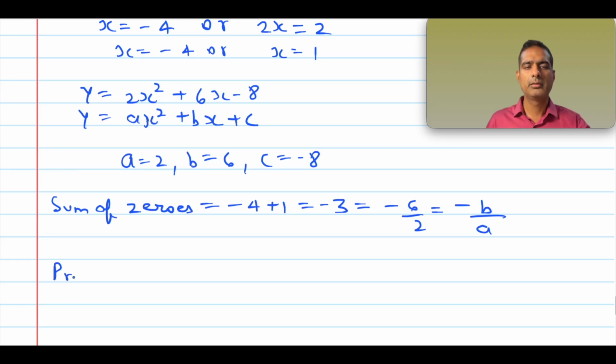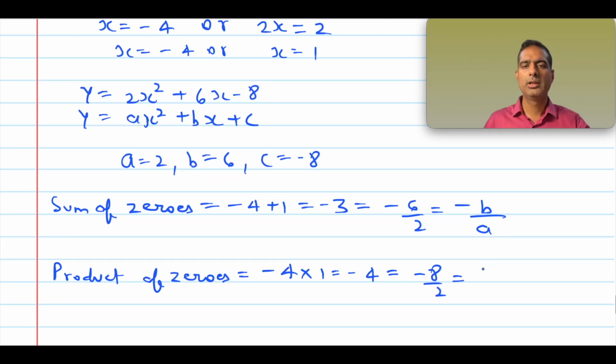Similarly, product of the zeros, that is negative 4 times 1 is negative 4, and that can be written as negative 8 by 2, and negative 8 is c and 2 is a.